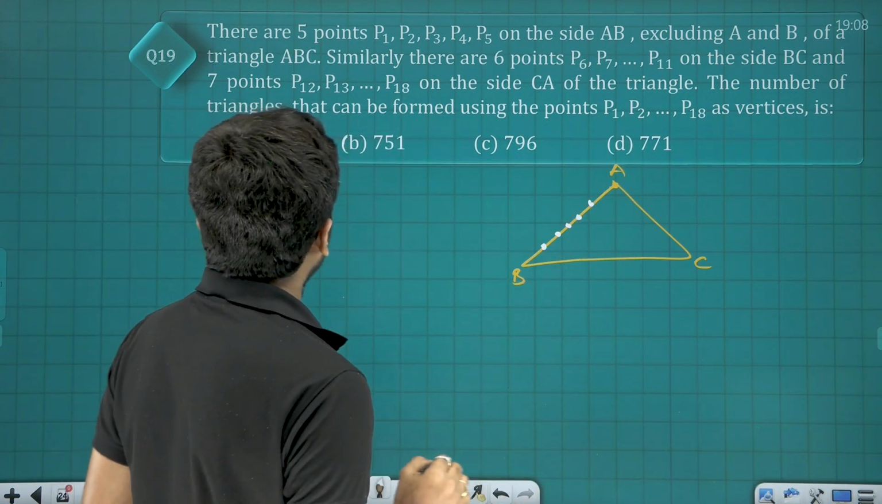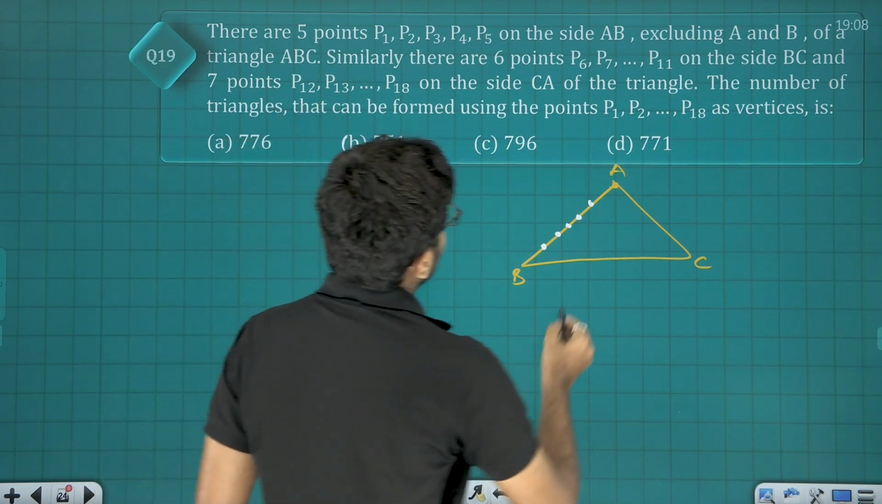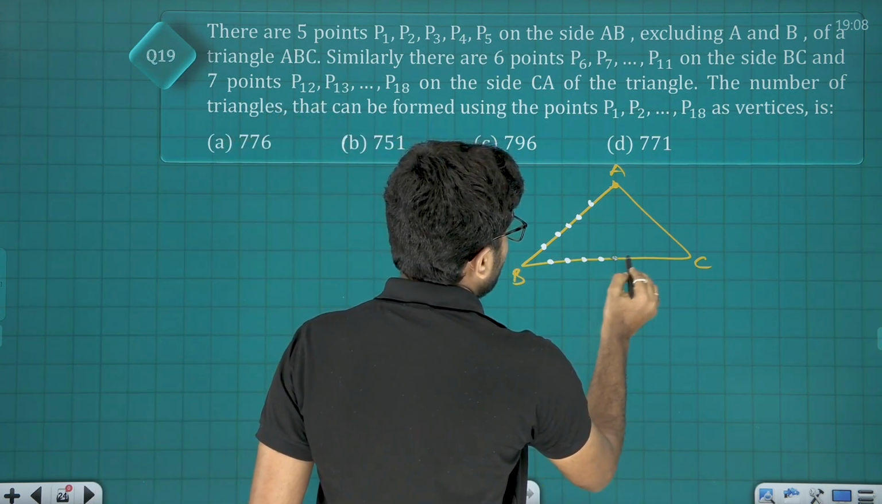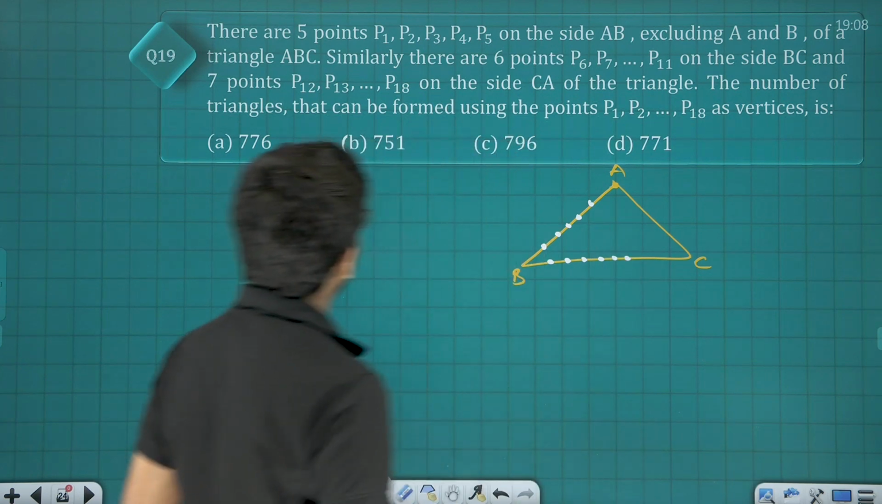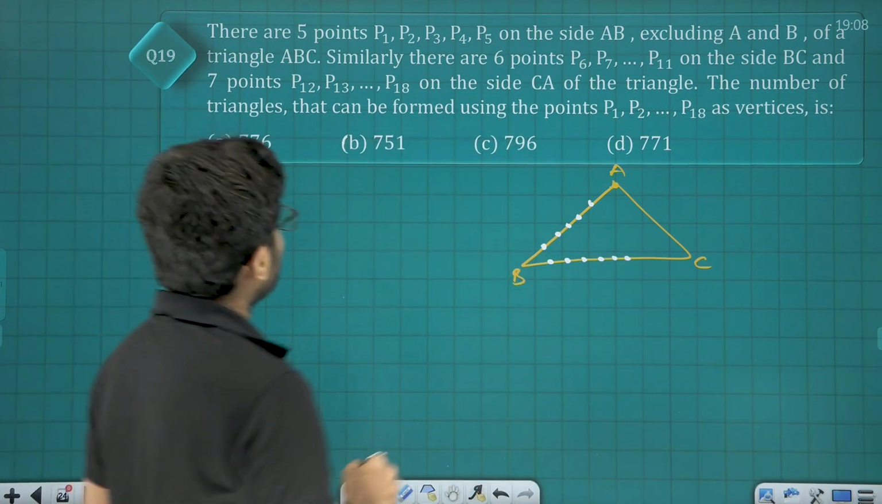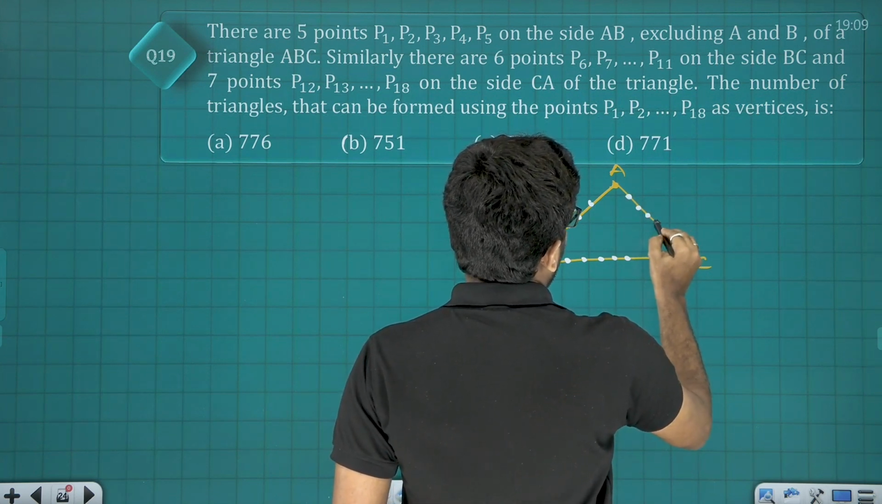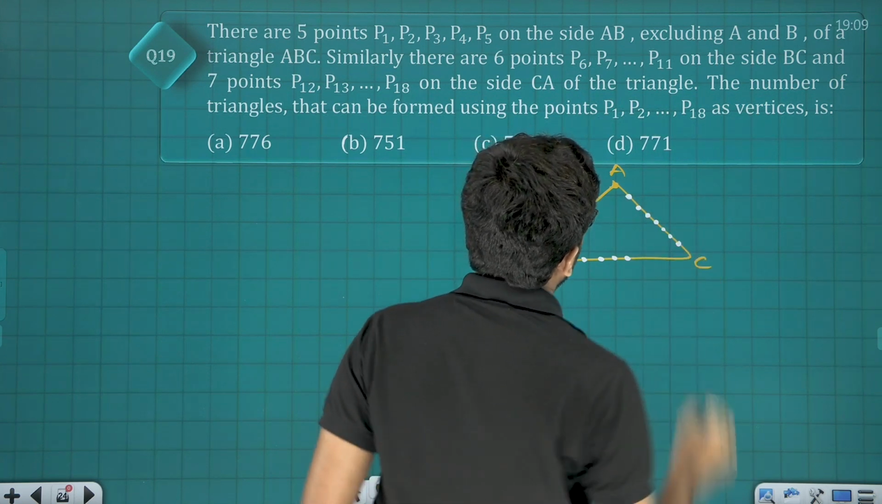Next, 6 points on this side, 6 points on side BC: 1, 2, 3, 4, 5, 6. And 7 points on this side: 1, 2, 3, 4, 5, 6, 7.